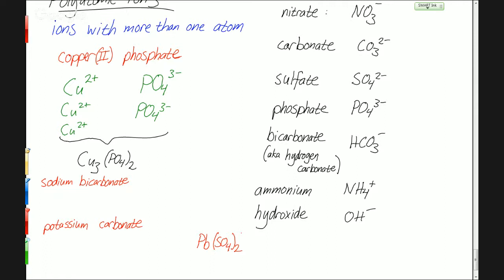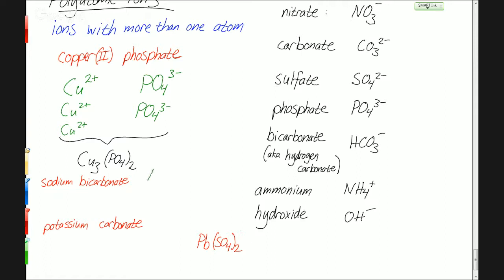Let's look at these two. Let's look at this first one and kind of work through it together and see if we can figure it out. So first thing always to do is write down the ions. Just write them down so that we can see them and see how to balance out the charges. So what kind of ions did you write down for sodium and bicarbonate?